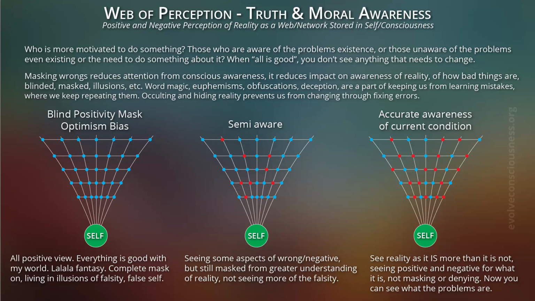So we have three different general phases. You have a blind positivity mask, an optimism mask. So in general, there's no evil, everything's all good, everything's perfect for this person. The self and their perceptions, the web of perceptions that comes out, the truth and moral awareness, well, for them, everything's good. It's all good, everything's in blue. Everything's true, everything's moral, everything's good.